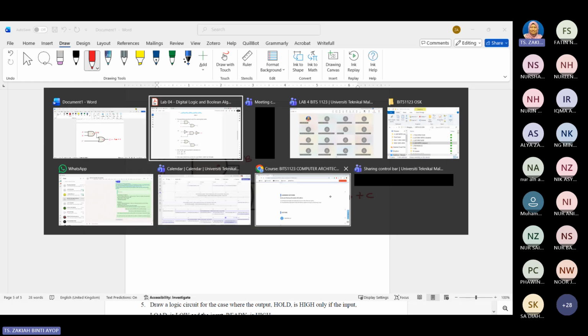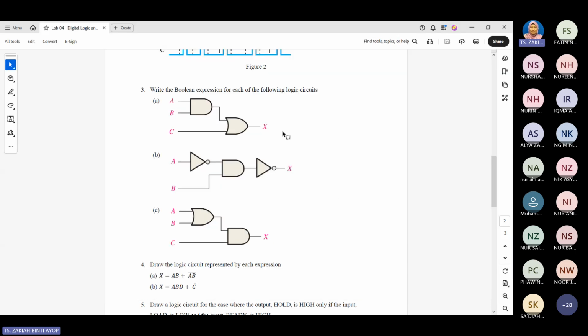Now, go back to the questions. The same thing applies for B and C. Remember, put a note there: what you need to answer is B and C. A has been answered for you. Write the output after each gate, after the NOT gate, after the AND gate, after the NOT gate. Do that, and then lastly put an equal after the X, and you will have the correct answers.